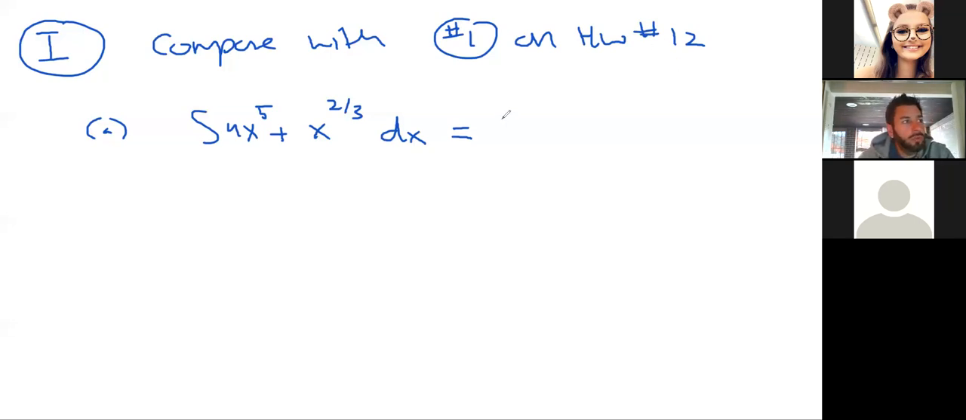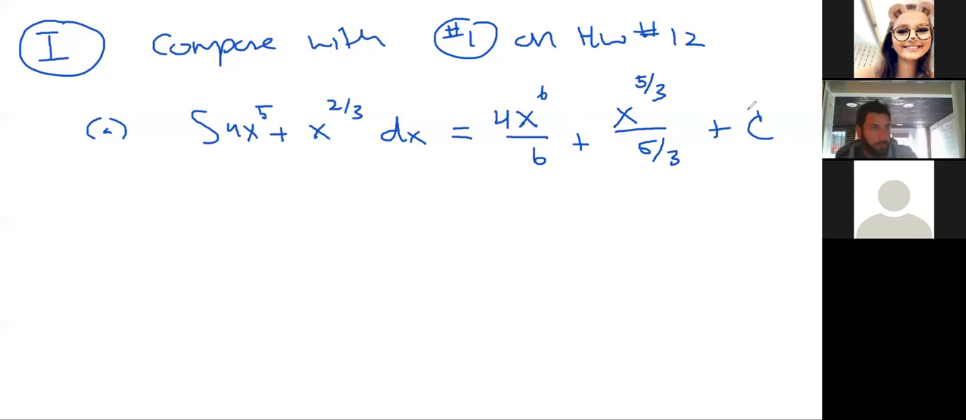So how do I do this? Well, if I'm reversing the derivative, I write this as 4x to the 6th over 6, plus x. Now, the 2/3 plus 1 becomes 5/3, over 5/3. And then I have to write this arbitrary constant, plus c. Of course, I can simplify this if I'd like. This is 2/3 x to the 6th plus 3/5 x to the 5/3 plus c.